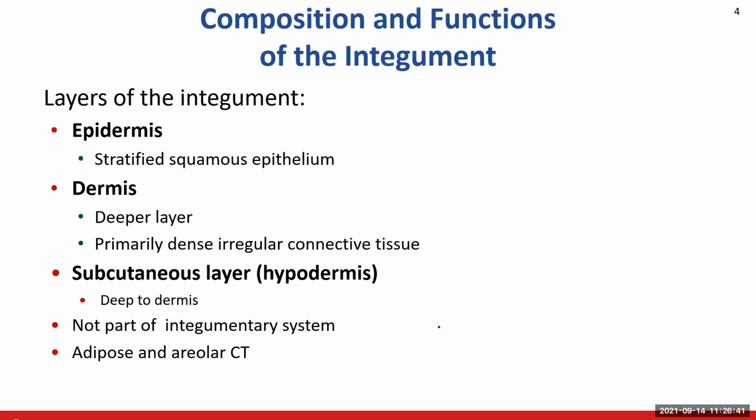All right, so there are 2 layers to your integument. The epidermis, which is the outer layer, is made up of stratified squamous epithelium. By knowing that, one of the characteristics of epithelium is that it's avascular. It does not have any blood vessels. So you would be right to say that the epidermis is avascular. There are no blood vessels there.